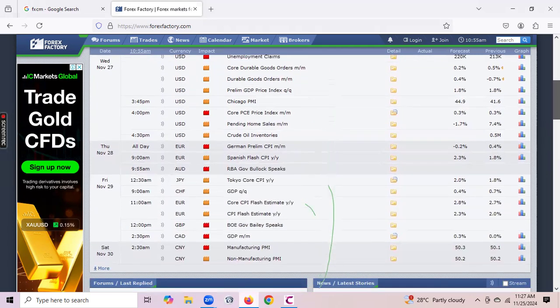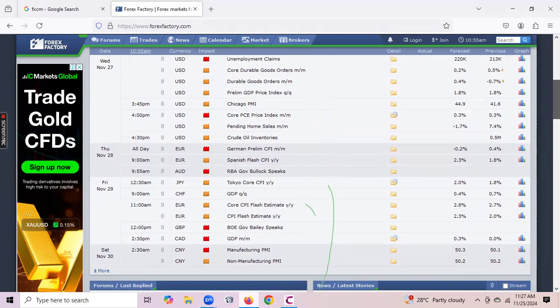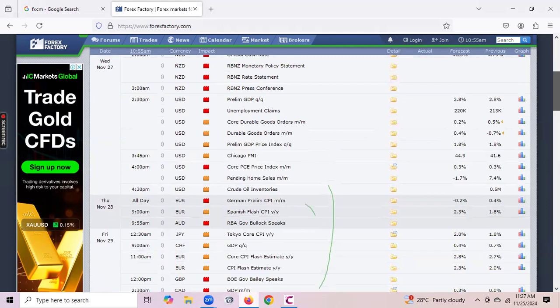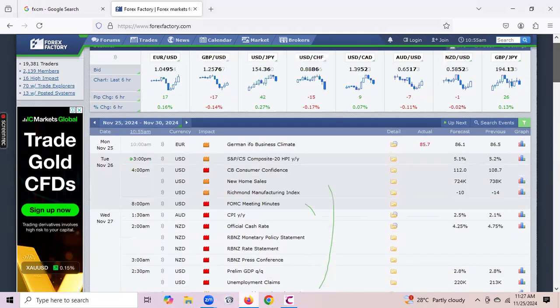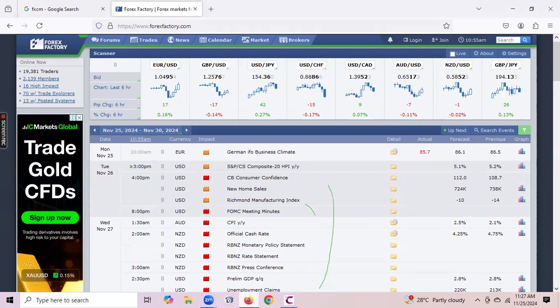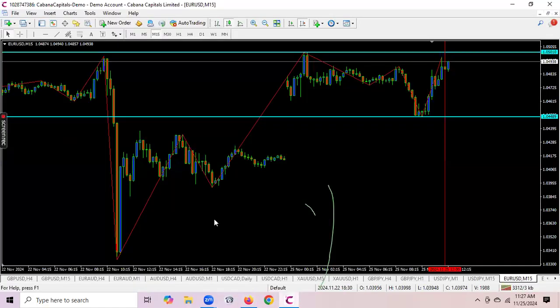Then on Friday too, there is no major news for the dollar. So my first trade on dollar pairs will be tomorrow after this major news is released at 4 p.m. We'll look for Euro Aussie.